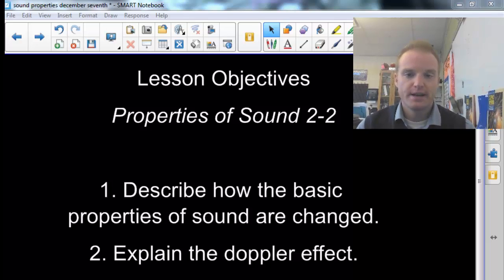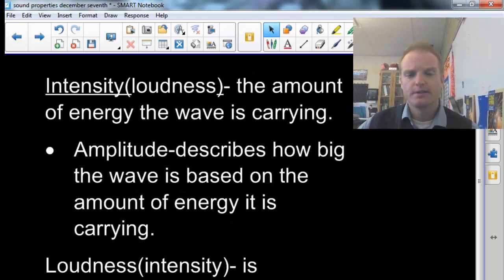So, today, guys, our first page here is just for our lesson objectives. You do not have to write these down. So today, our goals are to describe how the basic properties of sound are changed, how we change the pitch of sound, how low or how high it is, and also to be able to explain the Doppler effect. We'll talk more about that here as we go through. So guys, let's get started, right? A lot of things to do today.